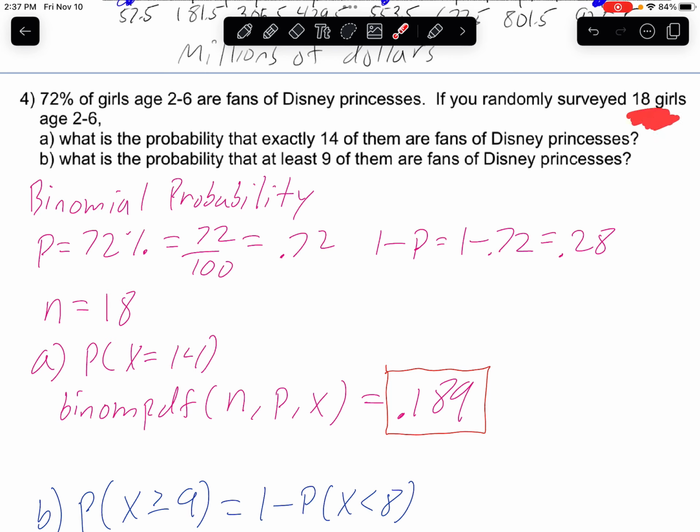Since there are 18 girls being surveyed, that means n is equal to 18. And what part A is asking us is the probability that x is equal to 14. That means 14 successful trials. In your calculator, the menu item binom PDF in the distribution menu is going to help us calculate this binomial probability. The inputs are n, the number of trials, then P, the probability of success, and then X, the number of trials that we deem to be successful.